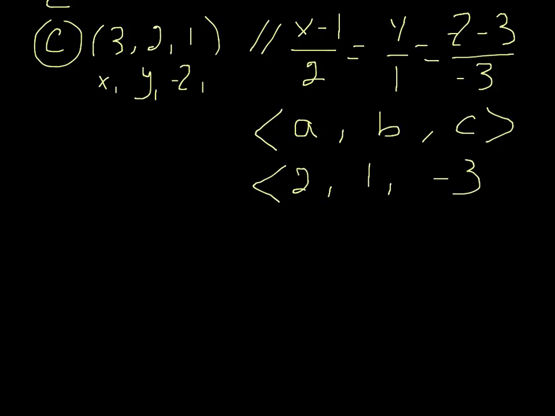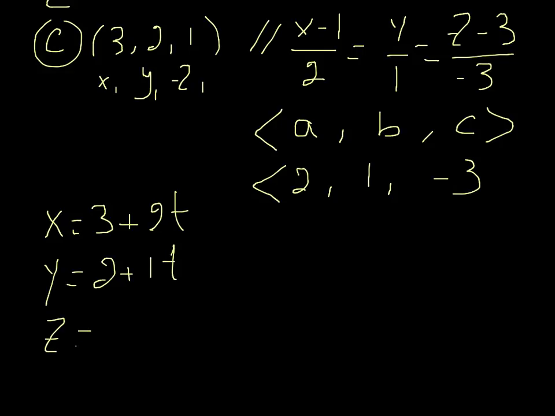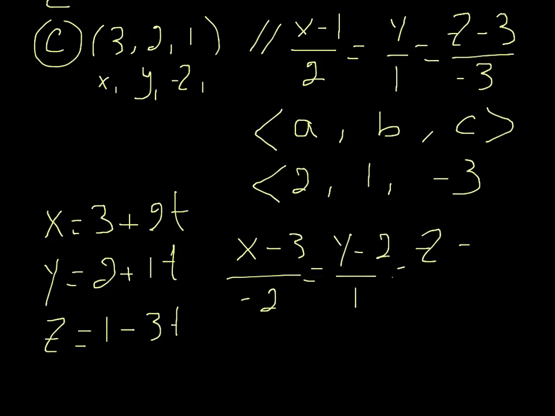Since the lines are parallel, I'm going to use this vector because it's parallel to the other line and write the equation of the line. So x is equal to 3 plus 2t, y is equal to 2 plus 1t, and z is equal to 1 minus 3t. In symmetrical form will be x minus 3 over negative 2, y minus 2 over 1, and z minus 1 over negative 3.